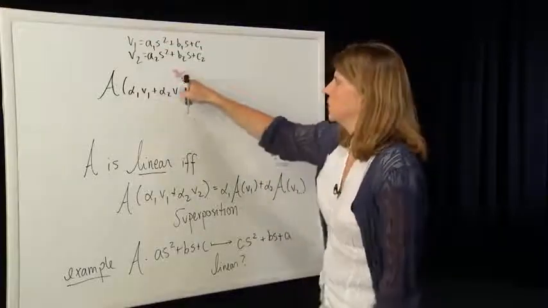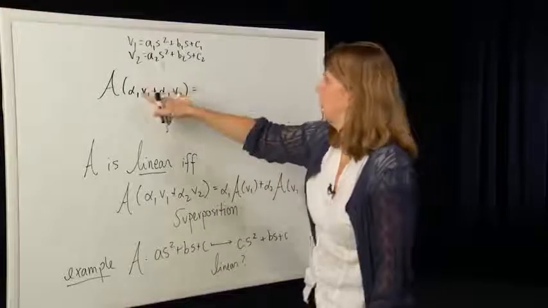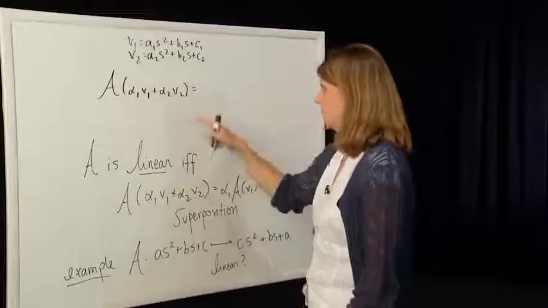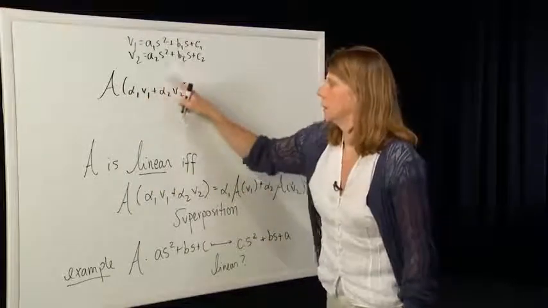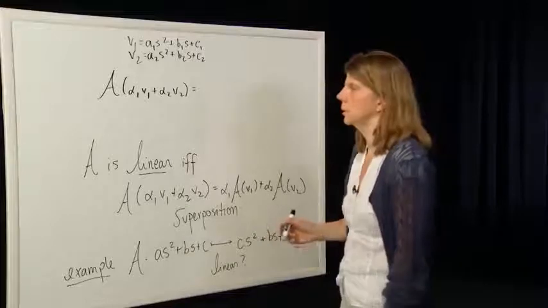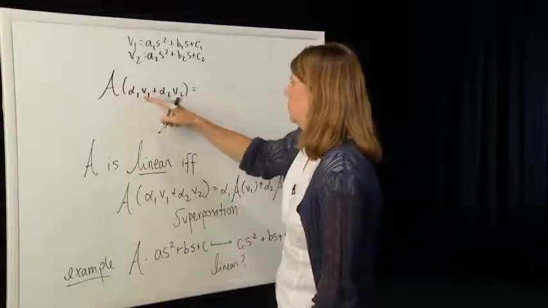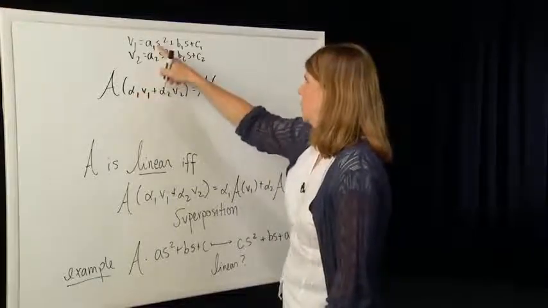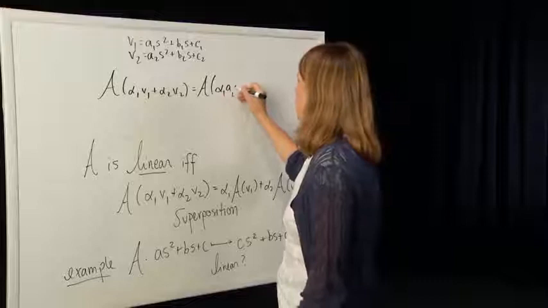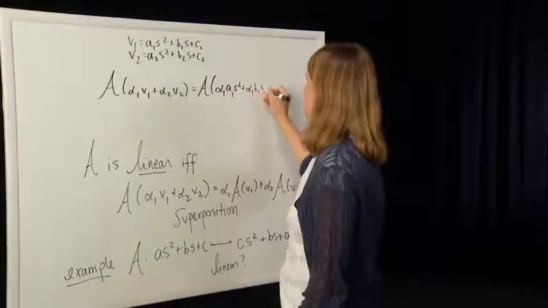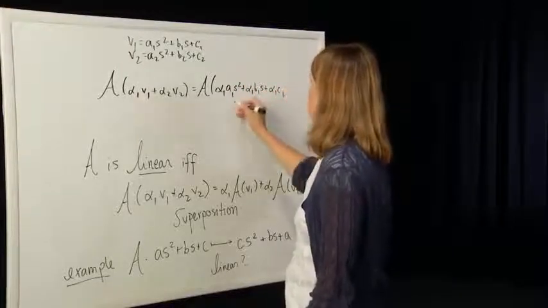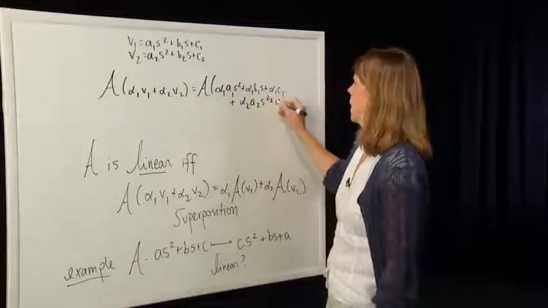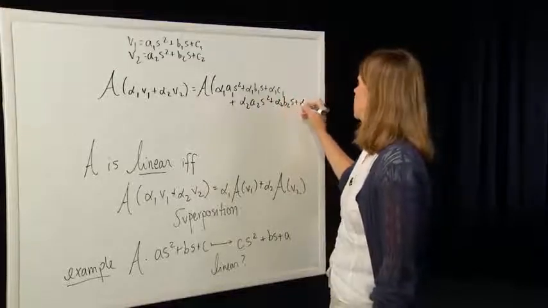Now it just becomes algebra. We plug in the V1 and V2, and then we use the definition of A to calculate what A operating on this linear combination of V1 and V2 is. So we can just write that out. That's A of alpha 1 a1 s squared plus alpha 1 b1 s plus alpha 1 c1, plus alpha 2 a2 s squared plus alpha 2 b2 s plus alpha 2 c2.